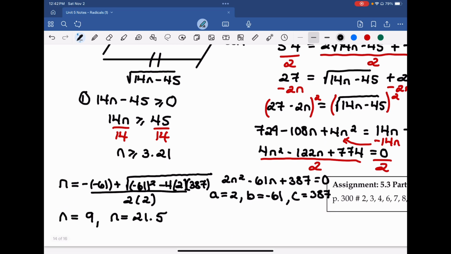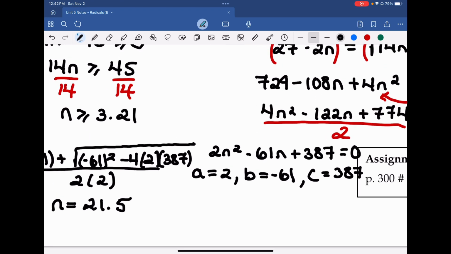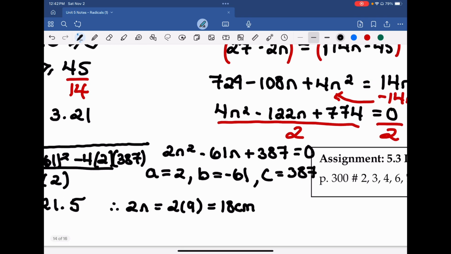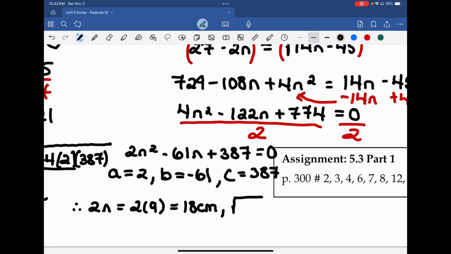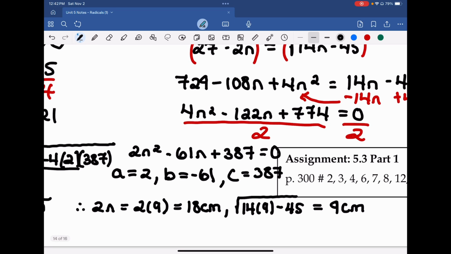So in the limited space I have below here, I'm going to try to complete that. I'm going to say, therefore, we're going to take the 2n, which is equal to 2 times 9, which was our first n value, which gives us 18 centimeters as the one width. Then, if we want to figure out the length that goes with that, we're going to do the square root of 14 times the 9 minus the 45. And this ends up giving us 9 centimeters for the length. Awesome. So we have a length and a width according to that.